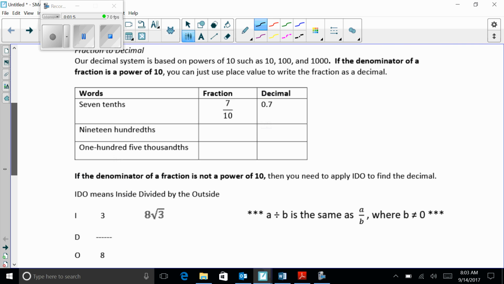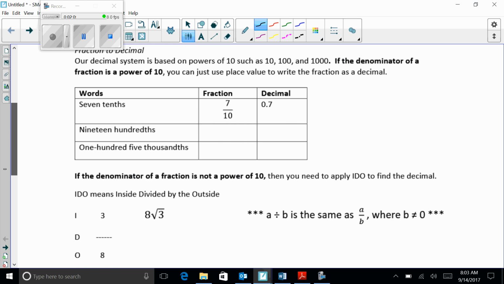So it says, to turn a fraction to a decimal, our decimal system is based on powers of 10, such as 10, hundreds, and thousands. If the denominator of the fraction is a power of 10, you can just use place value to write the fraction as a decimal. So this should be a good review for you.